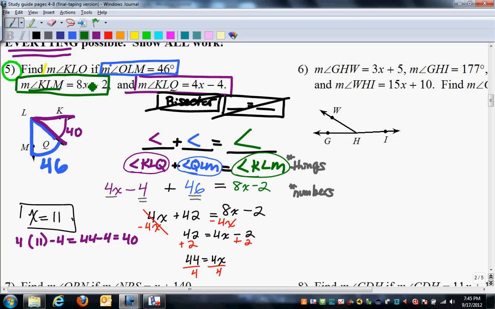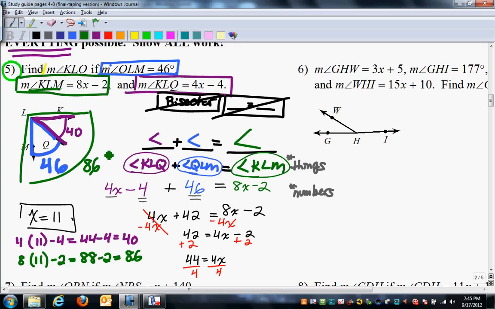Now the green angle, which we know is KLM, the whole thing. Let's check that. If you add 40 and 46, it should be 86. Let's check: 8 times x, which is 11, minus 2. That's 88 minus 2 equals 86. Here's your check, does this make sense? 44 plus 46 does add up to 86. Check. When you plug everything in, it should fit exactly.